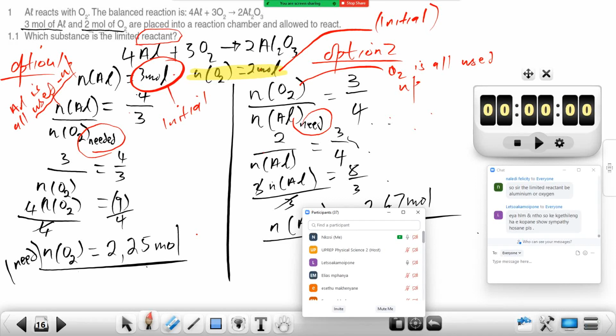Yeah, I understand, sir. Thank you. So what do we need the 3 and the 2 for? We need the 3 and the 2 as our base, as our initial number of moles. So guys, this thing is simple.